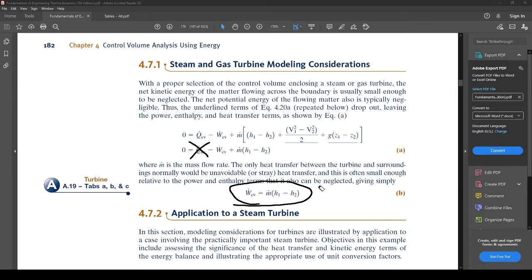This equation right here is super valuable, and it'll be used in this class and Thermo 2 definitely. You will use this a lot, so I would hold on to this in your memory bank.